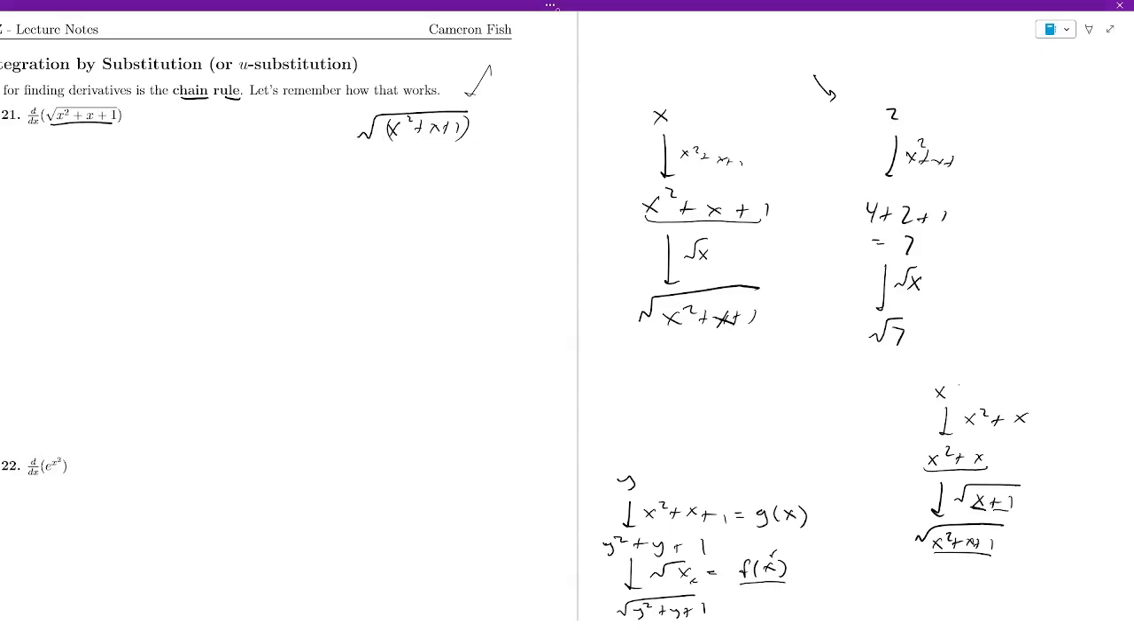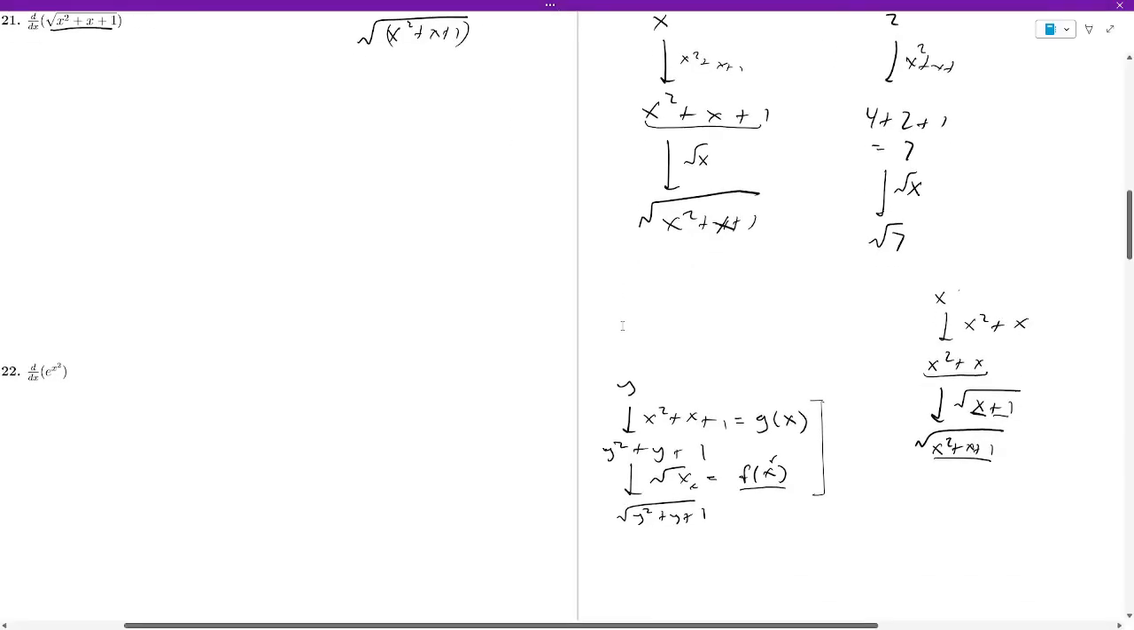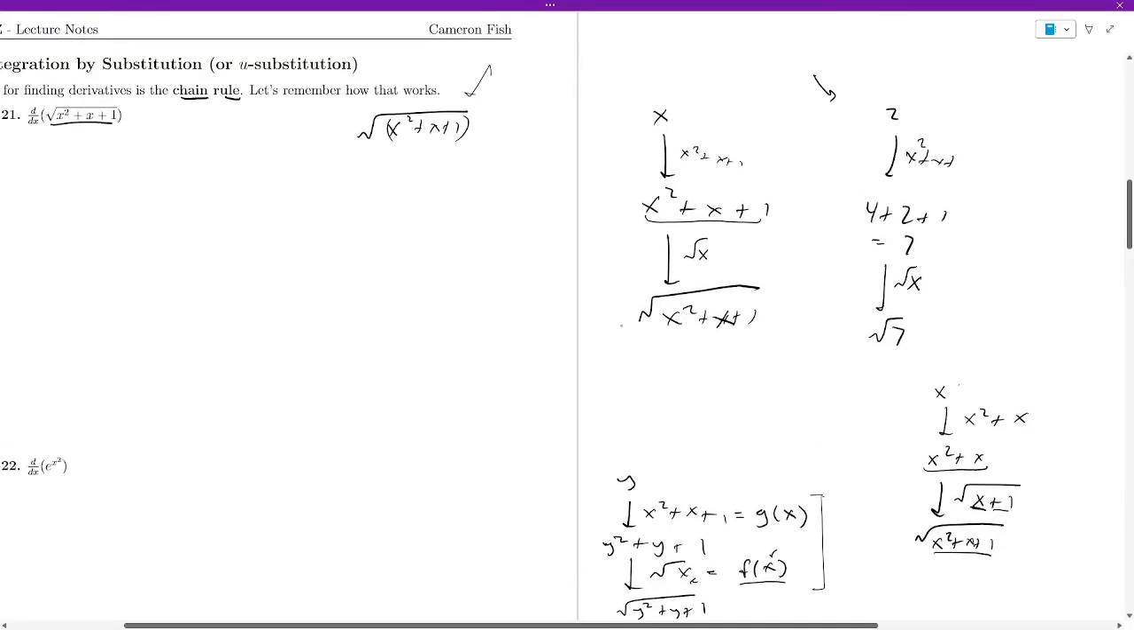Okay, so I use this f and g right here. So notice that we did this two-step process to go from my original input. Let's maybe go up here. Call this one g of x, and I call this one f of x.